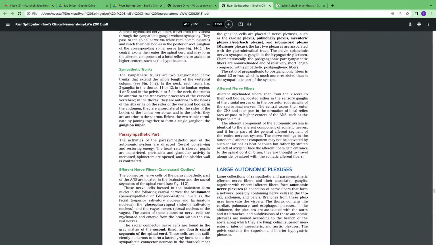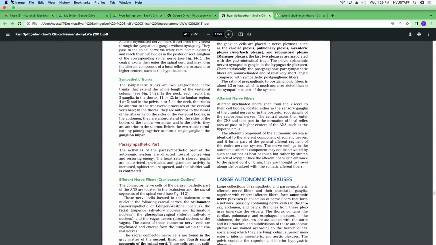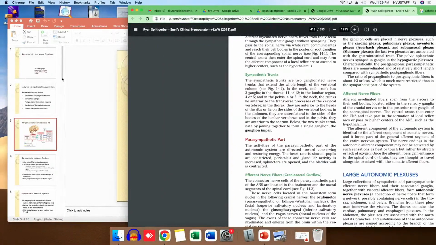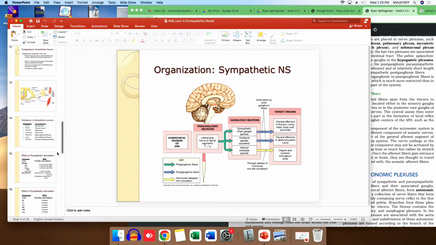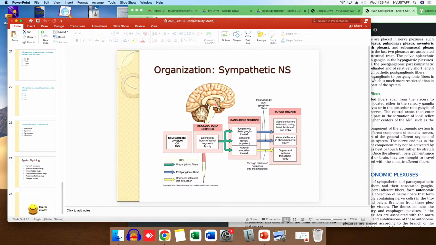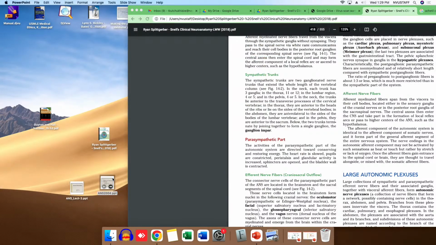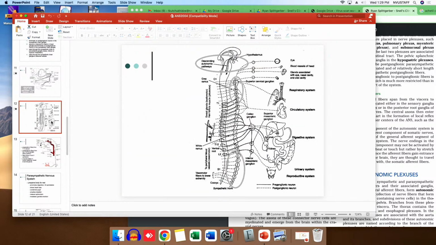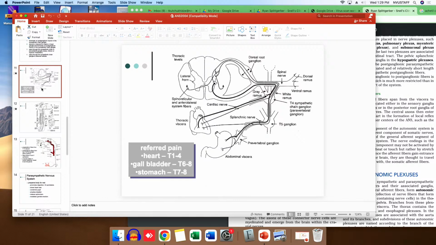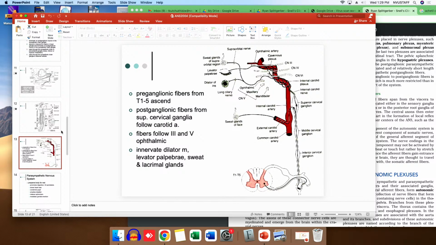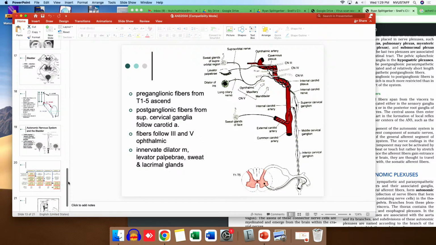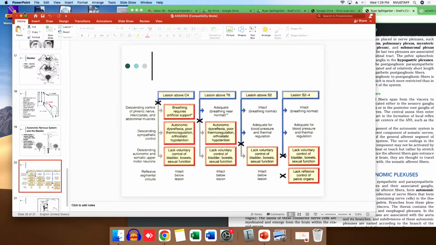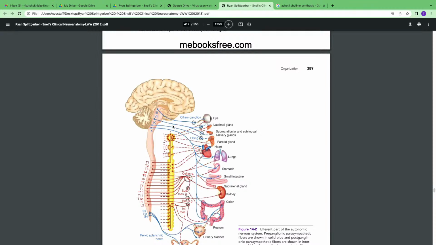Again, we have here efferent and afferent nerves, and they are working on our organ systems also. Let me see if it is this one. No, it's all sympathetic. Yeah. So, nuclei in the brainstem with the cranial nerves.